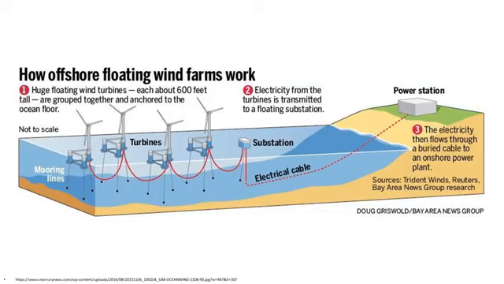Here in the picture is demonstrated how the offshore floating wind farms work. The huge floating wind turbines, each about 600 feet tall, are grouped together and anchored to the ocean floor, as we have seen in some models in the last slide. Then electricity from the turbines is transmitted to a floating substation. The electricity then flows through the buried cable to an onshore power plant and is distributed to the power grid.